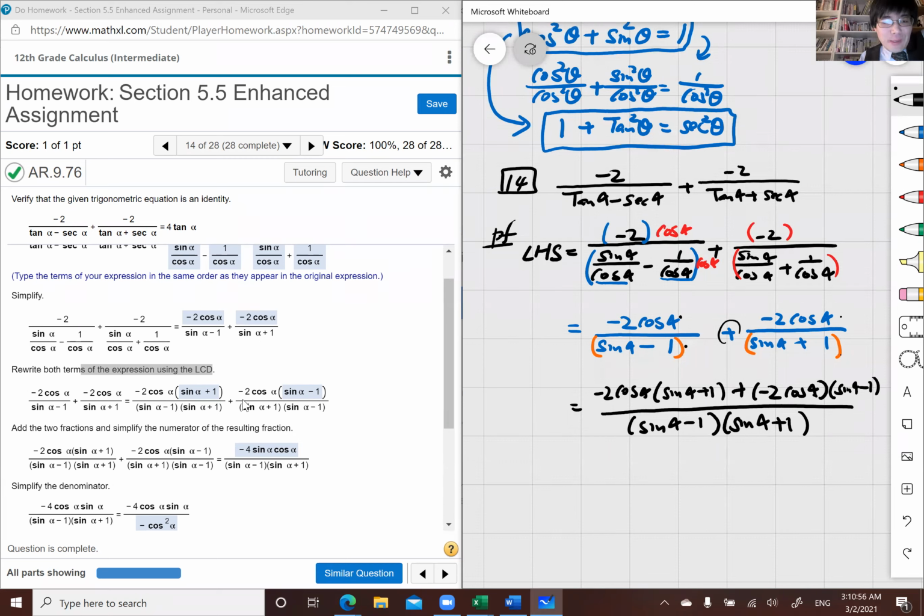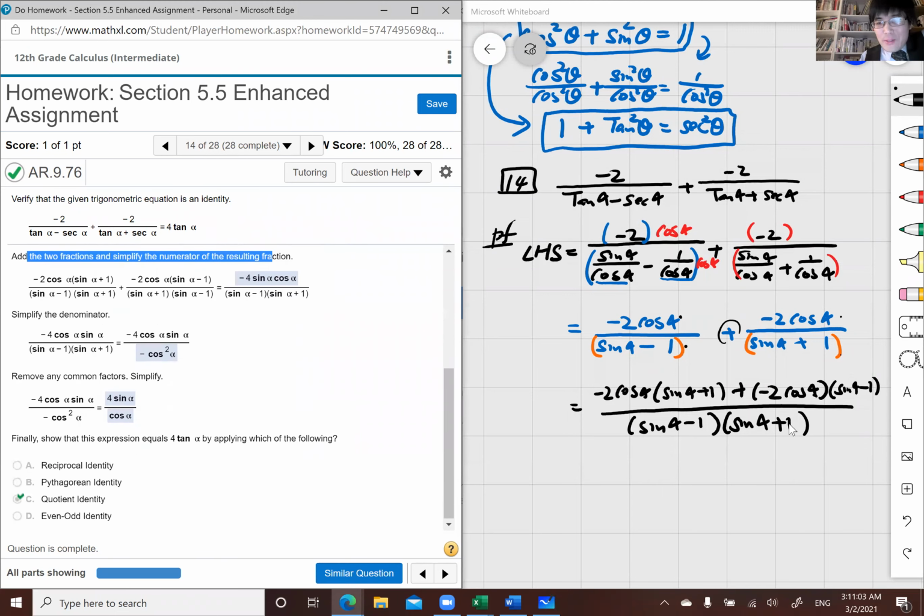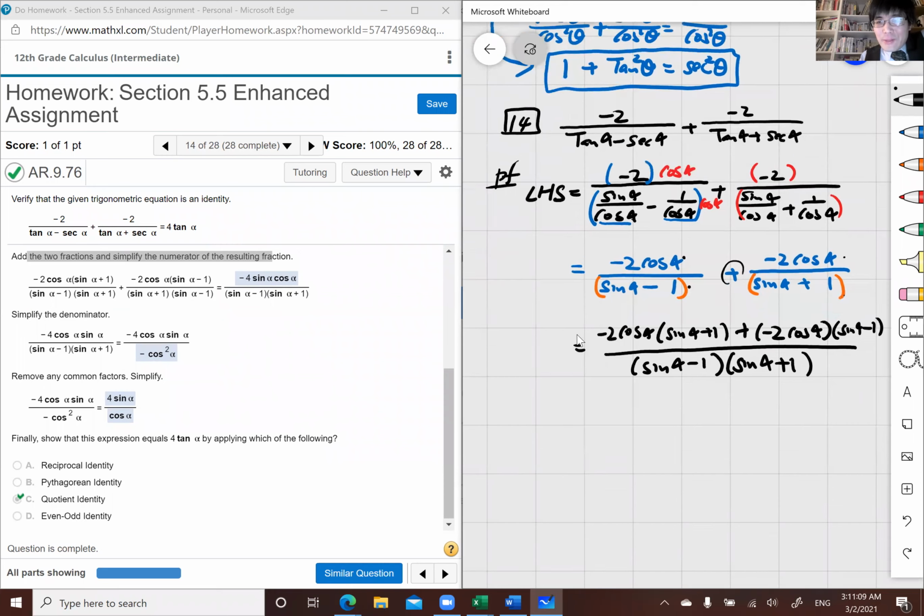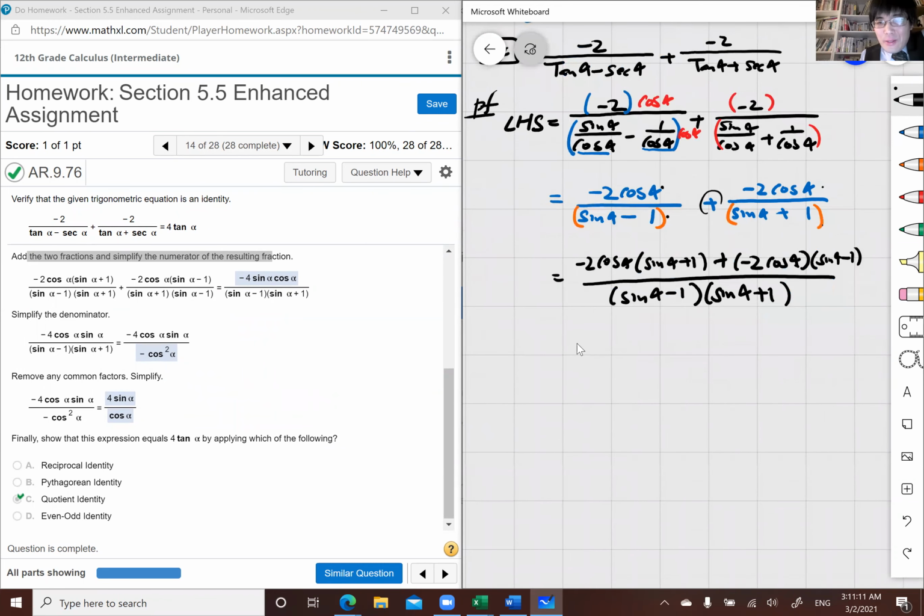That's this part. Now add the two fractions and simplify the numerator of the resulting fraction. So I'm going to combine the two fractions in this way and simplify. The denominator doesn't change, so I'm just going to write it like this. And the numerator, you can expand it and simplify it. So I'm going to abbreviate it like this.